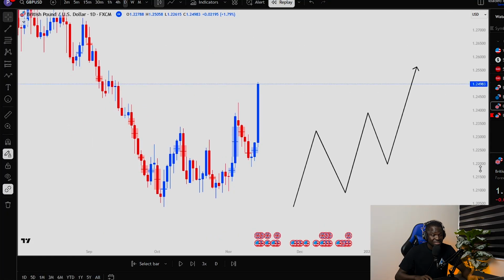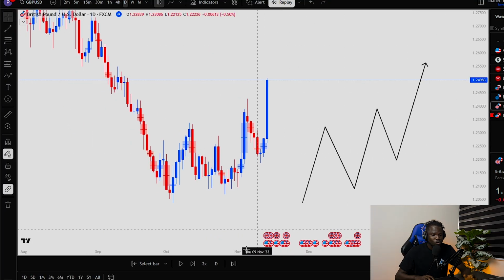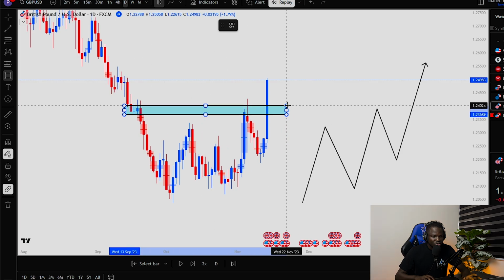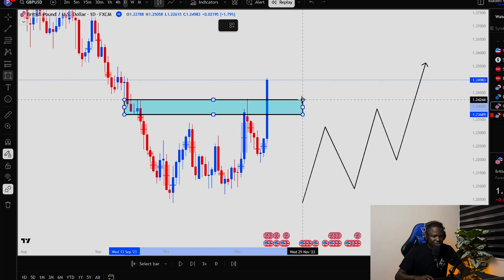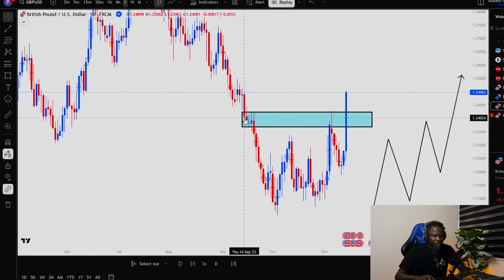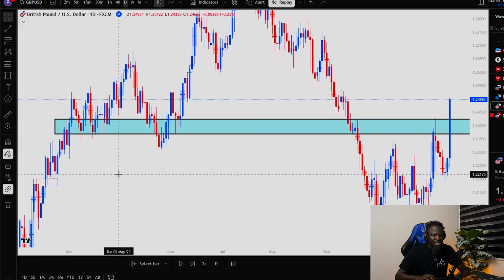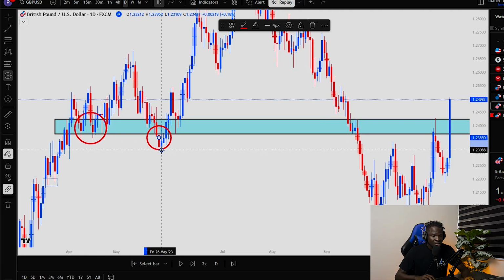Before we can establish our area of interest, we have to mark the recent key zone with the most touches, right? We have this zone as our point of interest. We're going to extend this rectangle into the historical data to check how many times price reacted around this zone. Price reacted here, here, here, then also here.